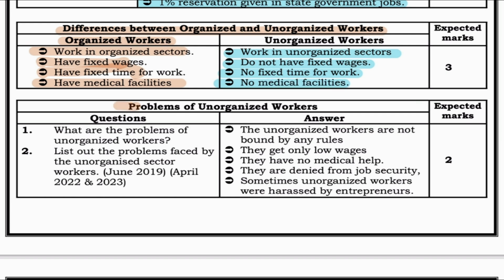3 marks. Problems of unorganized workers. What are the problems of unorganized workers? List out the problems faced by unorganized sector workers. June 2022, 2023 and 2019. The unorganized workers are not bound by any rules. They get only low wages. They have no medical help. They demand job security. Sometimes unorganized workers are harassed by entrepreneurs.